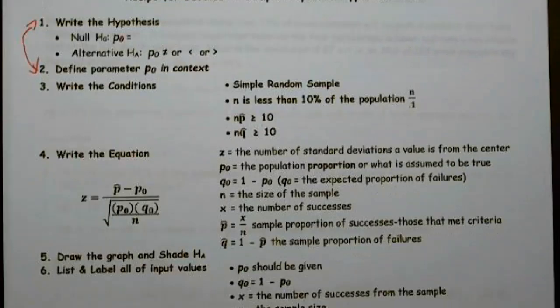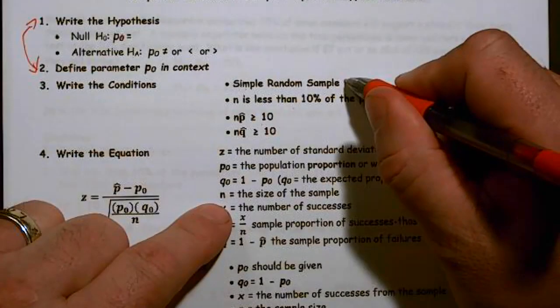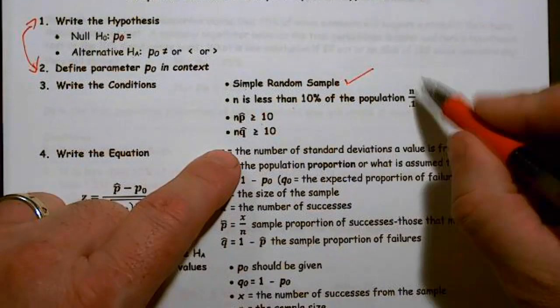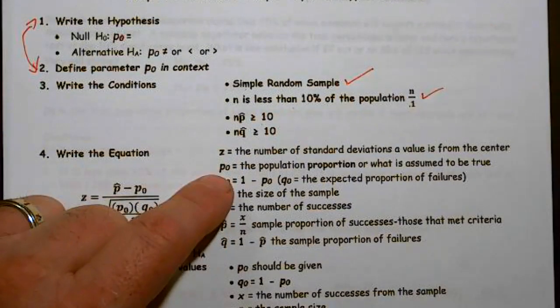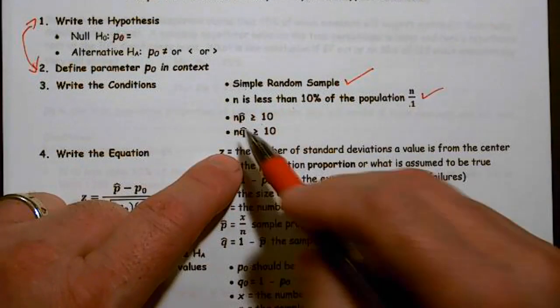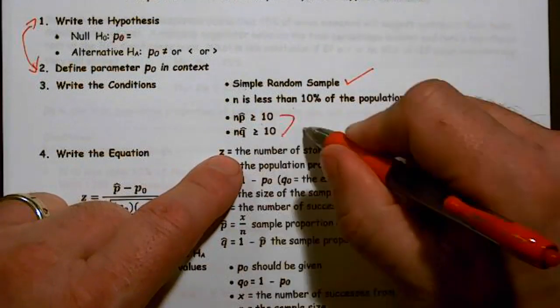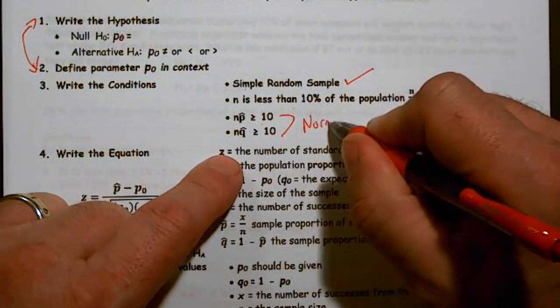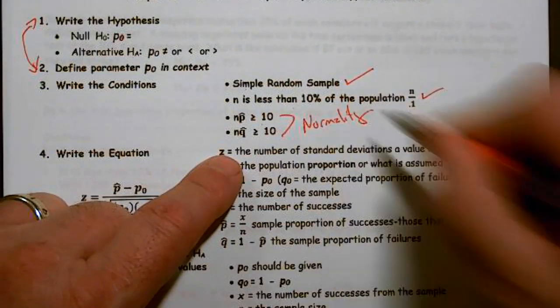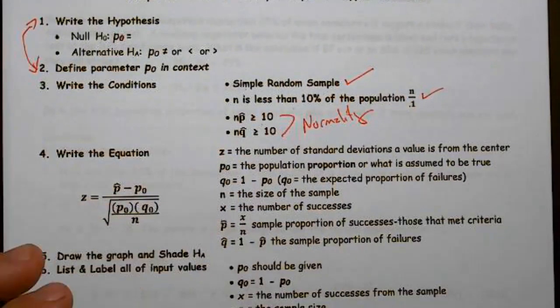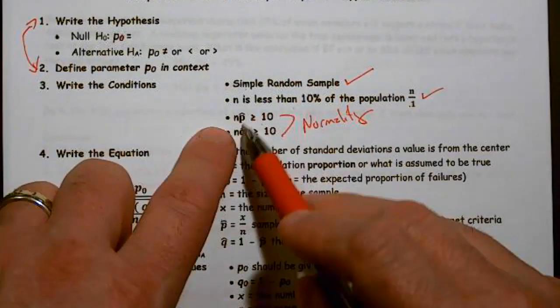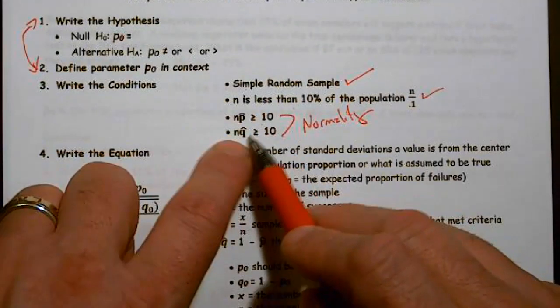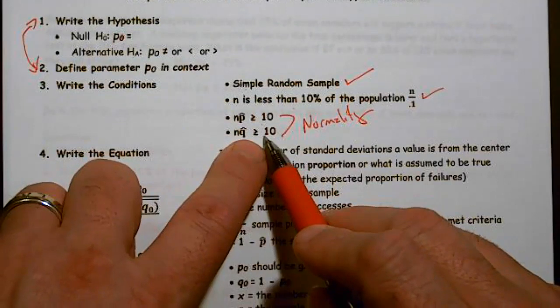Our conditions. We start off with the same conditions as simple random sample. We also have the n is less than 10%, so that hasn't changed. But then this right here establishes our normality. We need to verify that our sample is large enough. All right, and our sample becomes large enough if np is greater than or equal to 10 and nq is greater than or equal to 10.